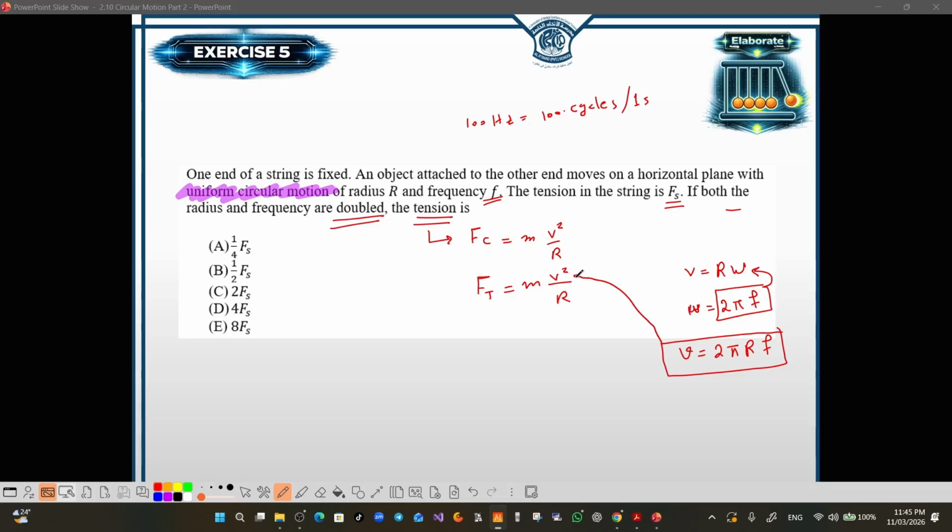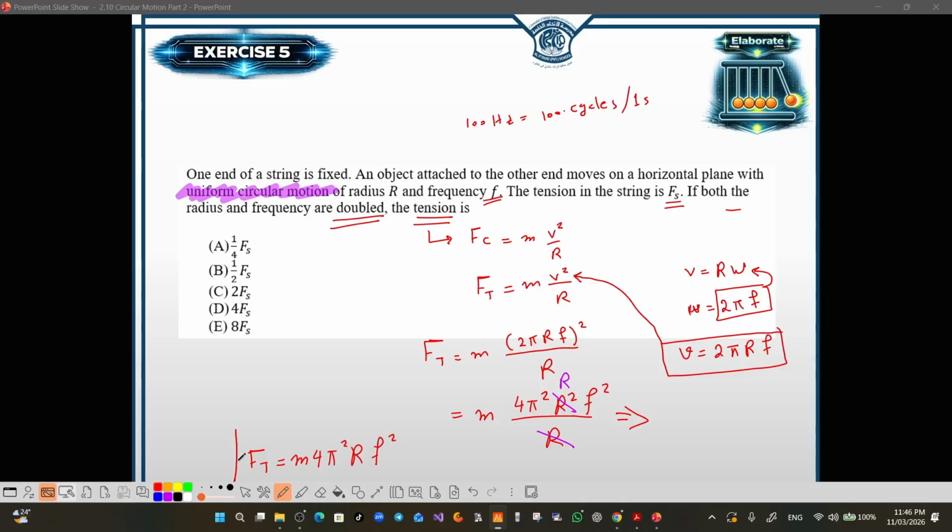Now let's go back to the original equation because I need to find a direct relationship between Ft and frequency. So let me substitute the new formula of speed here. Ft is equal to m times (2 pi r f) squared over r, which is equal to m 4 pi squared r squared f squared over r. Now we can cancel r with r, but we still have one r left. So the Ft can now be written as mass times 4 times pi squared times r times f squared. This is the formula that links the tension to the frequency.